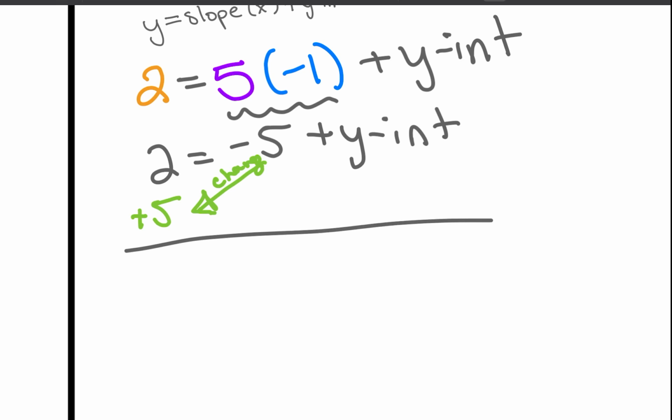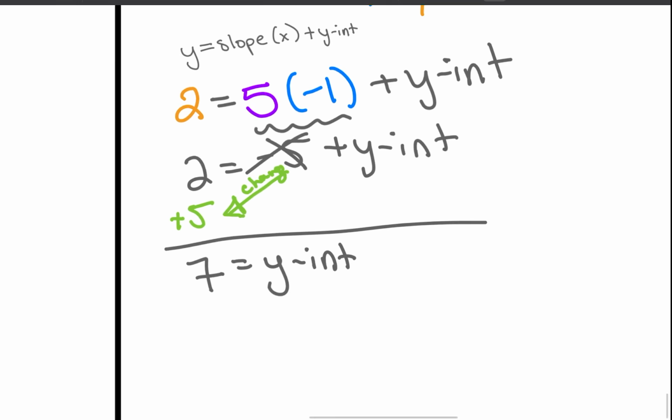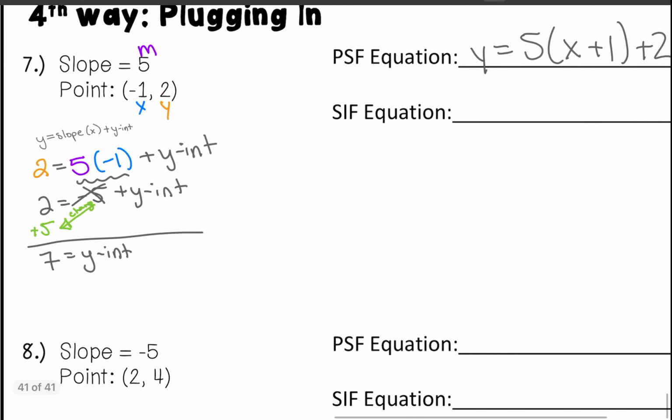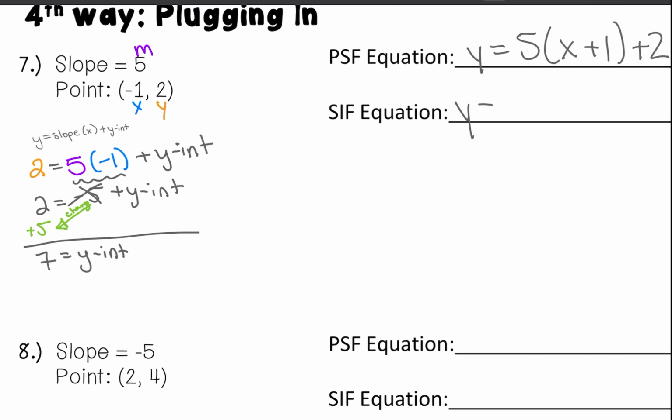So this leaves us with 7. 2 plus 5 is 7. Now this guy moved to the dark side, so there is no longer a negative 5. And all we're left with is a y-intercept of 7. So we can write this in slope-intercept form. We got y equals our slope, 5, x, and then plus 7 is our y-intercept.